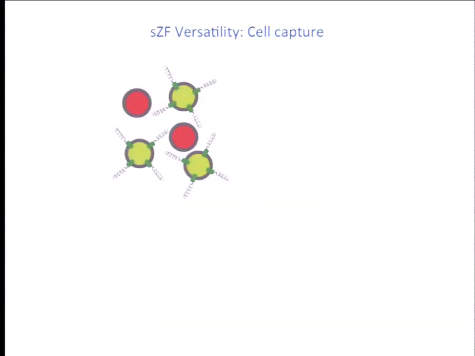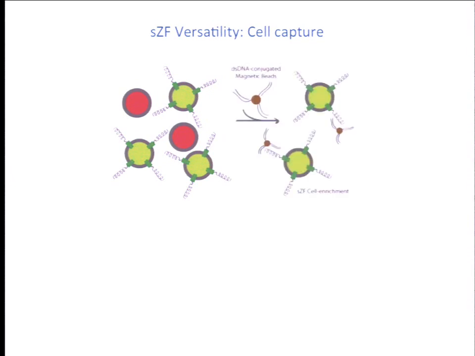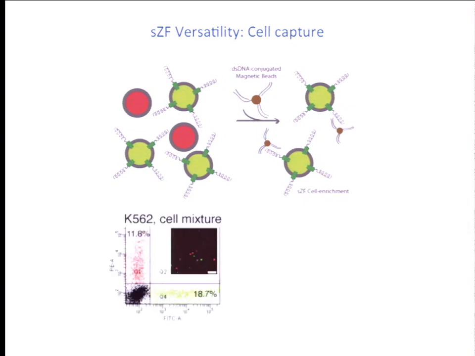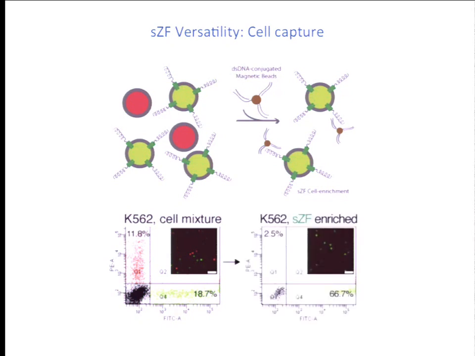For instance, one can use these cell surface zinc fingers for cell capture. Here you have a mixture of cells. And in theory, if one of them expressed the appropriate zinc finger domain on the surface, then one could use magnetic beads that have a double-stranded DNA conjugated on them and use them to selectively capture a particular cell type from a mixture. And indeed, that is feasible. For instance, here you have 2 cell types mixed together, and you can selectively enrich for the one that expresses the corresponding zinc finger by using magnetic beads that pull out that particular corresponding element in the mixture.